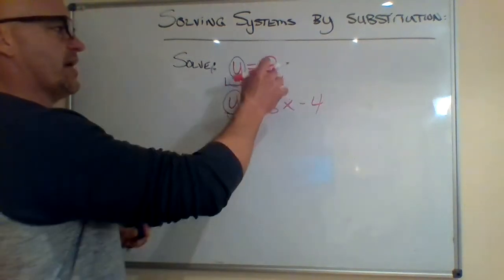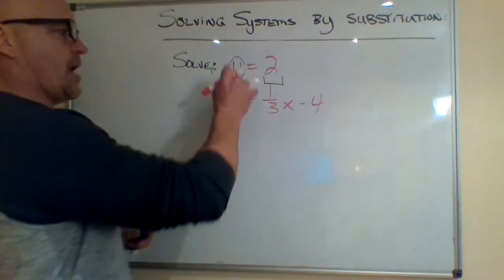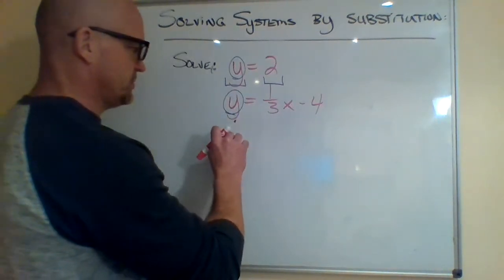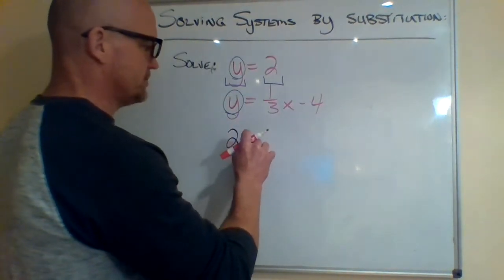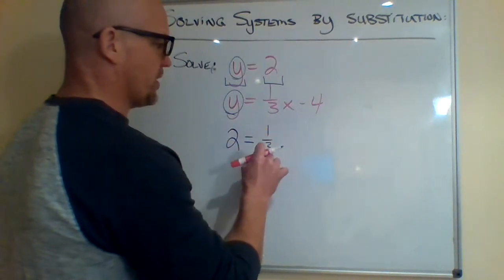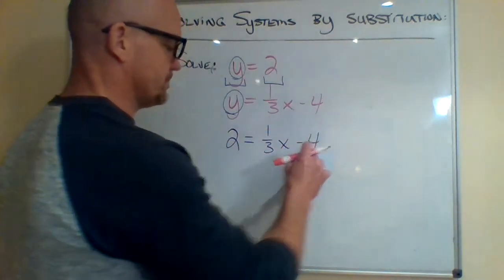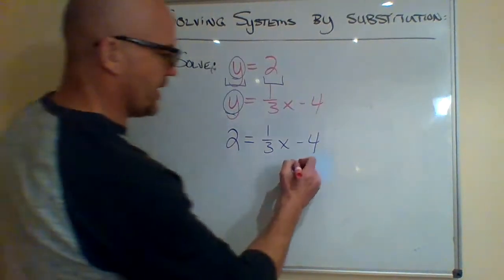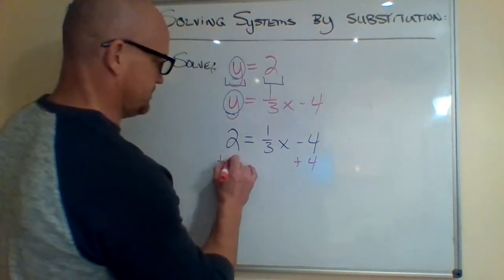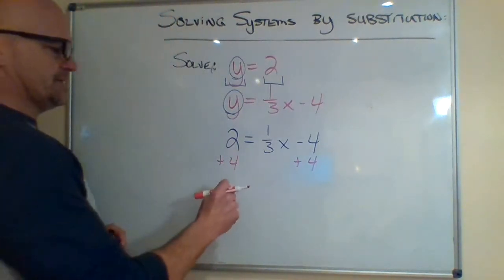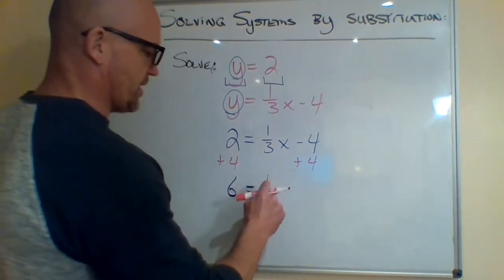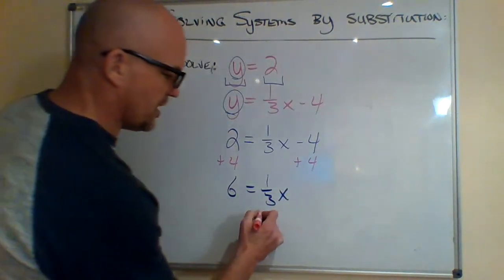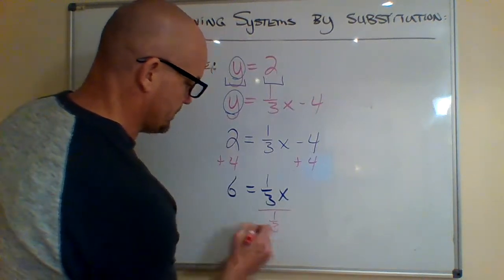So all I'm going to do is say, okay, well, this y equals 2, and I want these y's to have the same value. That y also equals 2. So I'm going to put 2 in for that y. He's going to equal 1/3 x minus 4. At this point, I'm going to solve that. I'm going to go ahead and add 4 to both sides. I'm going to wind up with 6 equaling 1/3 x. And then to solve, I'm going to divide both sides by 1/3.